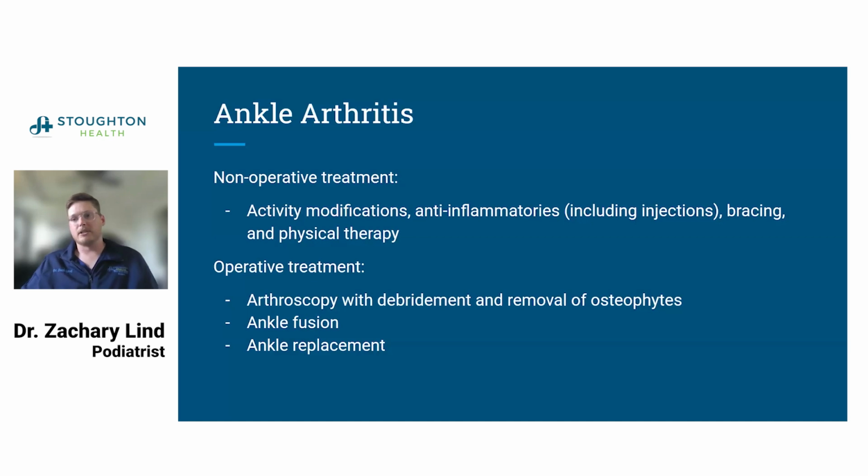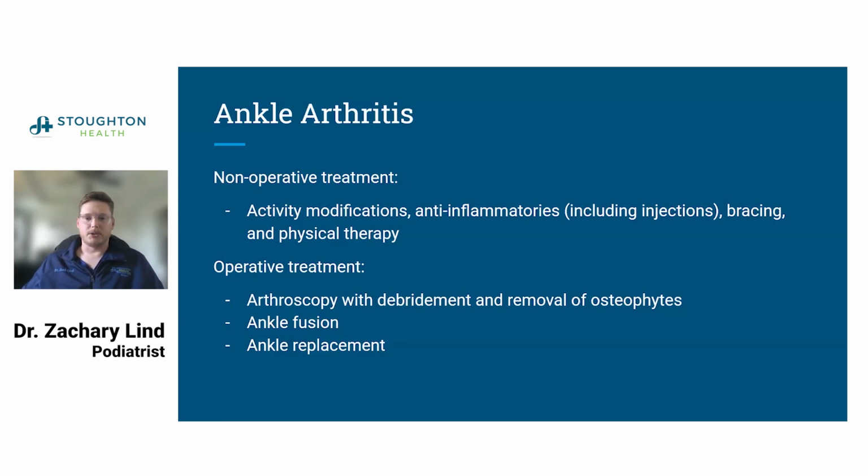Again, it depends on the level of ankle arthritis and where your ankle arthritis is. If you have deformity within the ankle, that kind of determines your natural treatment options. And then again, we have operative treatment for this as well. So arthroscopy, like I talked about, going in with a camera and a shaver to remove debris and the bone growth that people get and some of that impinging.